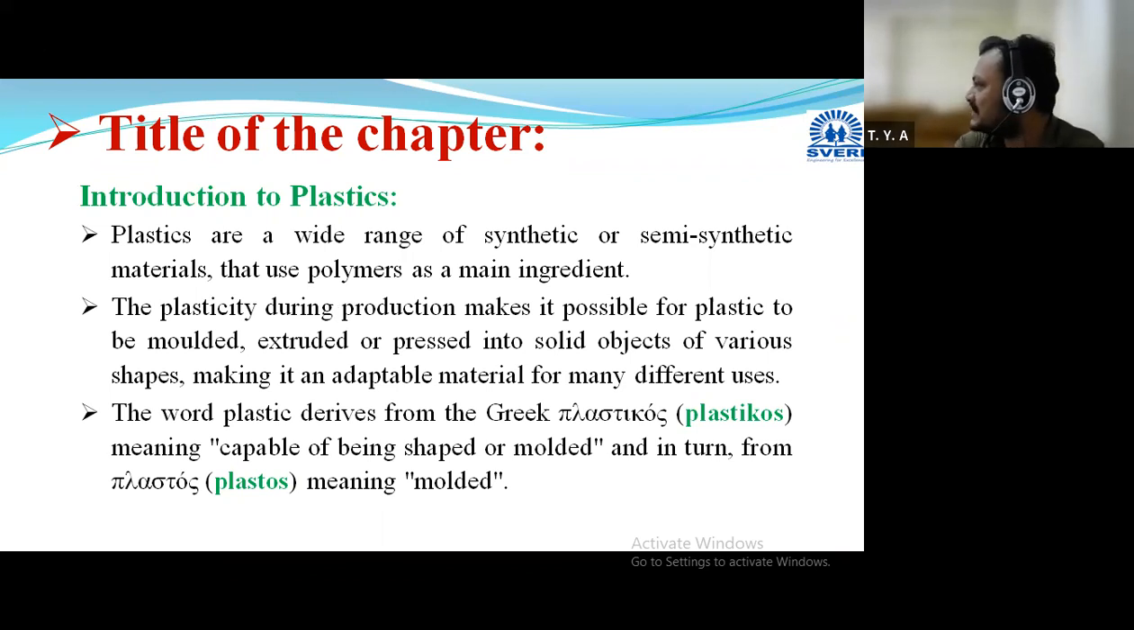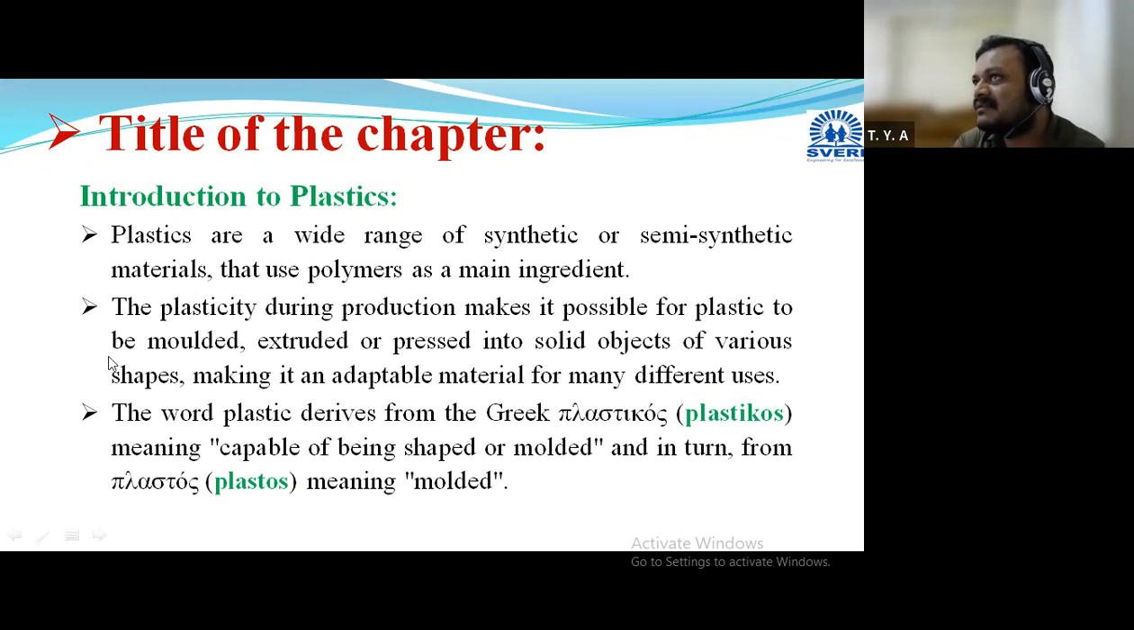This is one definition: plastics are a wide range of synthetic or semi-synthetic materials that use polymers as their main ingredients. This definition is a little bit difficult, so I have added some short definitions. You can refer to that. This is just for your introduction.